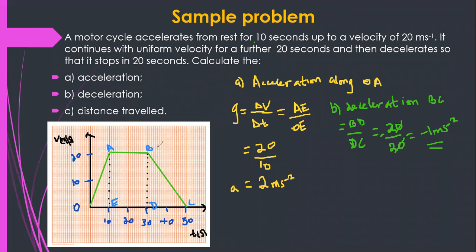So in this case, distance traveled is the entire area under this shape. If you look at this shape OABC, it is the shape of a trapezium. So all we need to do is apply the formula of a trapezium to calculate the area of this shape, and that is going to give us the total distance traveled by the motorcycle.